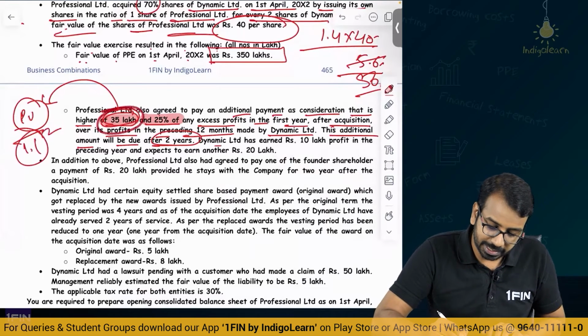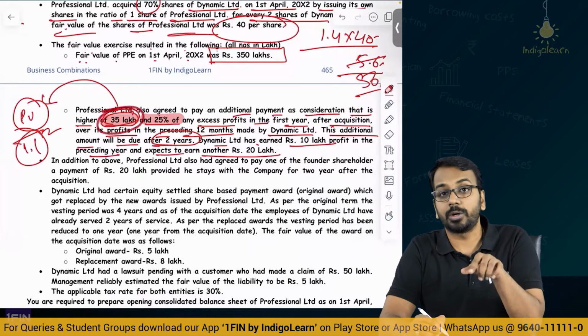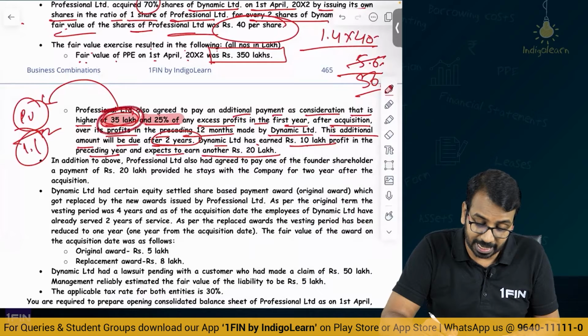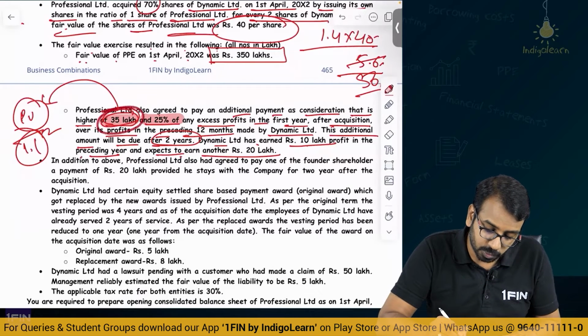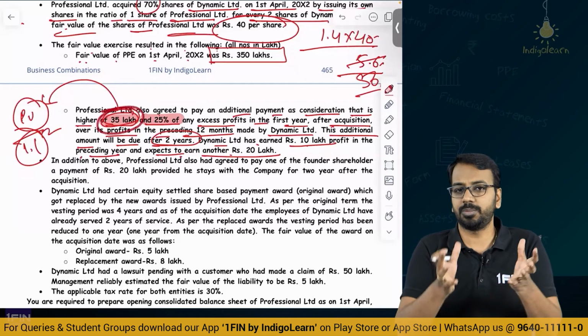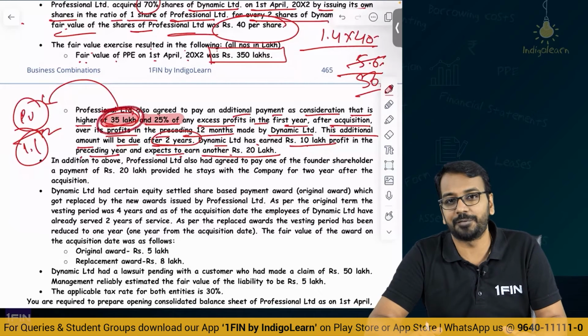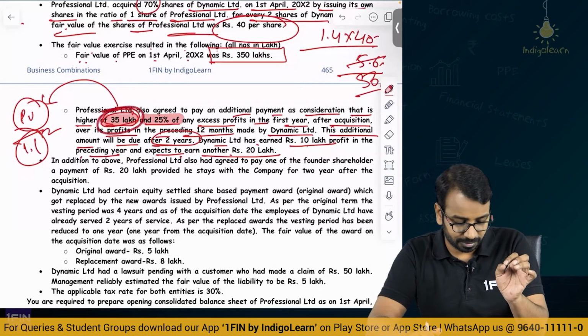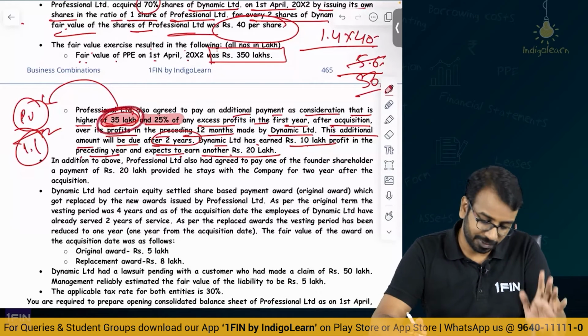Then Dynamic Limited earned 10 lakhs profit in the preceding year and expects to earn another 20 lakhs. Now don't get confused with this. They are saying 10 lakhs in the preceding year and expects to earn another 20 lakhs in the subsequent period. That is not relevant for our calculation, because we know minimum we have to pay 35 lakhs. Minimum we have to pay 35 lakhs.